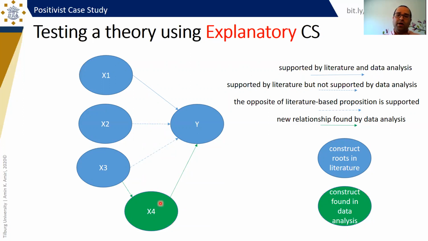And you may also find new constructs. You may not see all of them. You may only see one or two new constructs. That's good for your thesis. That's enough. Or you find that one or two relationship does not work. That's great. So this would be the goal of your explanatory case study. A theory that is built using literature is disconfirmed to some extent, and some other new constructs are suggested.